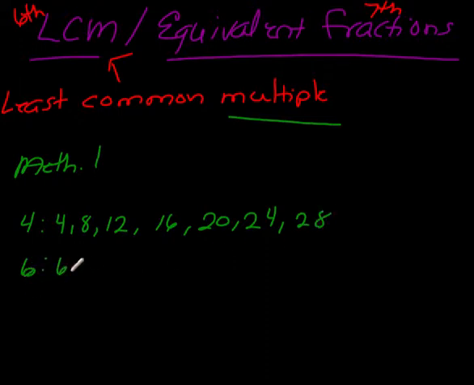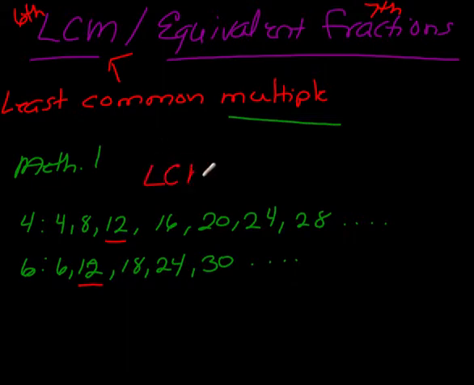And then I count by 6. That would be 6, 12, 18, 24, 30, and so forth. And we could just keep on going. Now, with least common, that means what is the smallest multiple that they have in common. And we can see that the smallest multiple that they have in common would be this 12. So our LCM is 12.